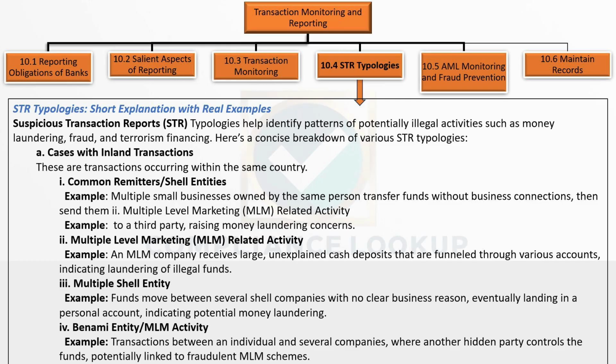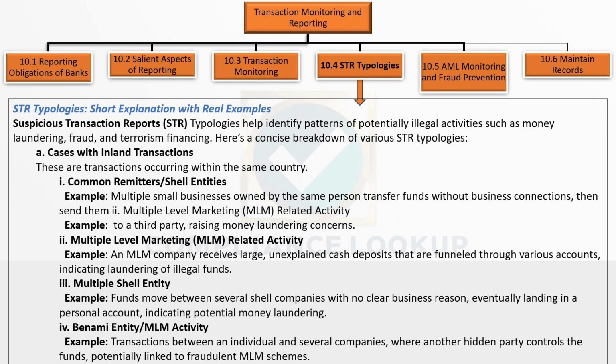Third, multiple shell entity. Multiple shell companies are often used in a chain to obscure the origin of funds. Example: funds move between several shell companies registered at the same address, with each transferring money to the next in a complex web of transactions, eventually landing in a personal account. There is no clear business justification for the movement, triggering an STR.